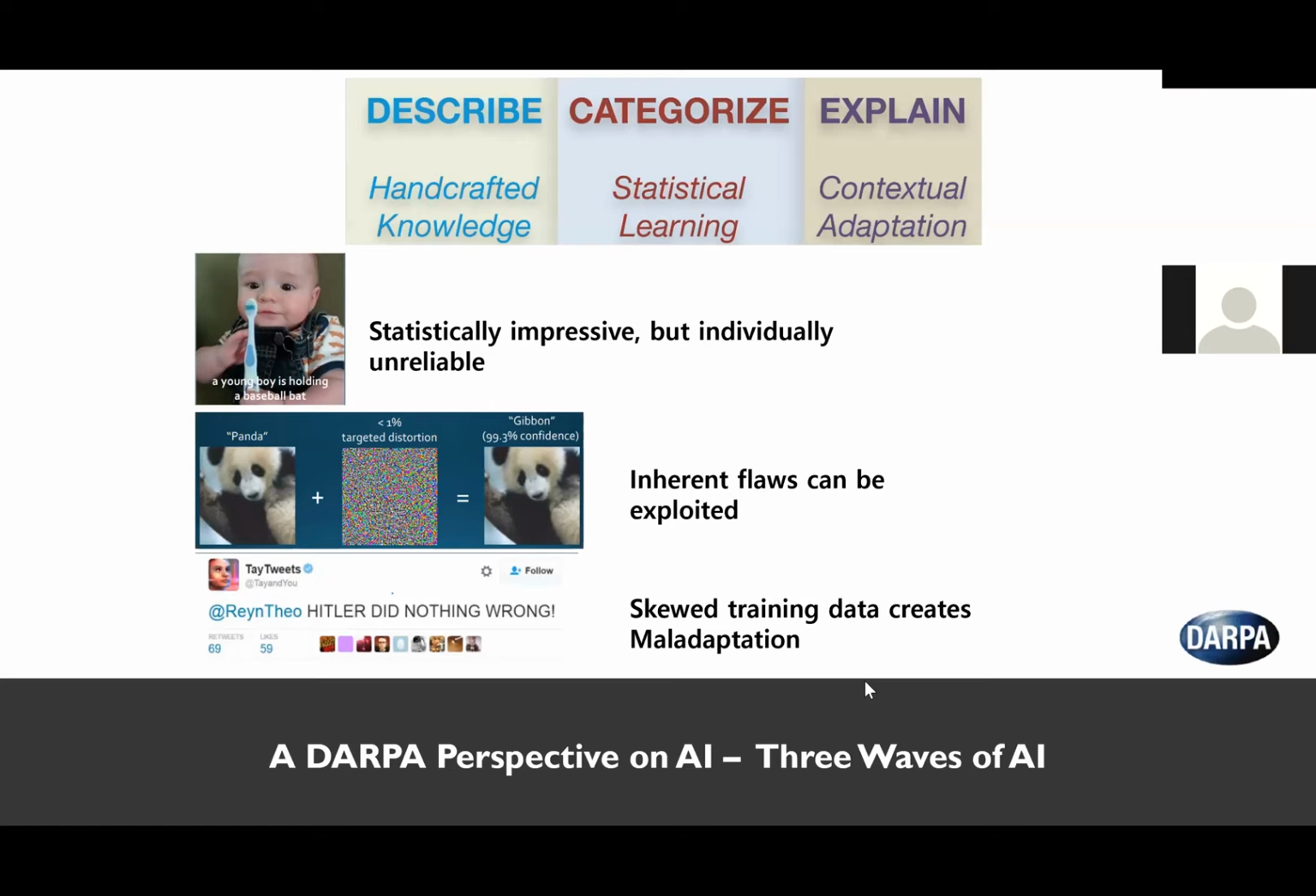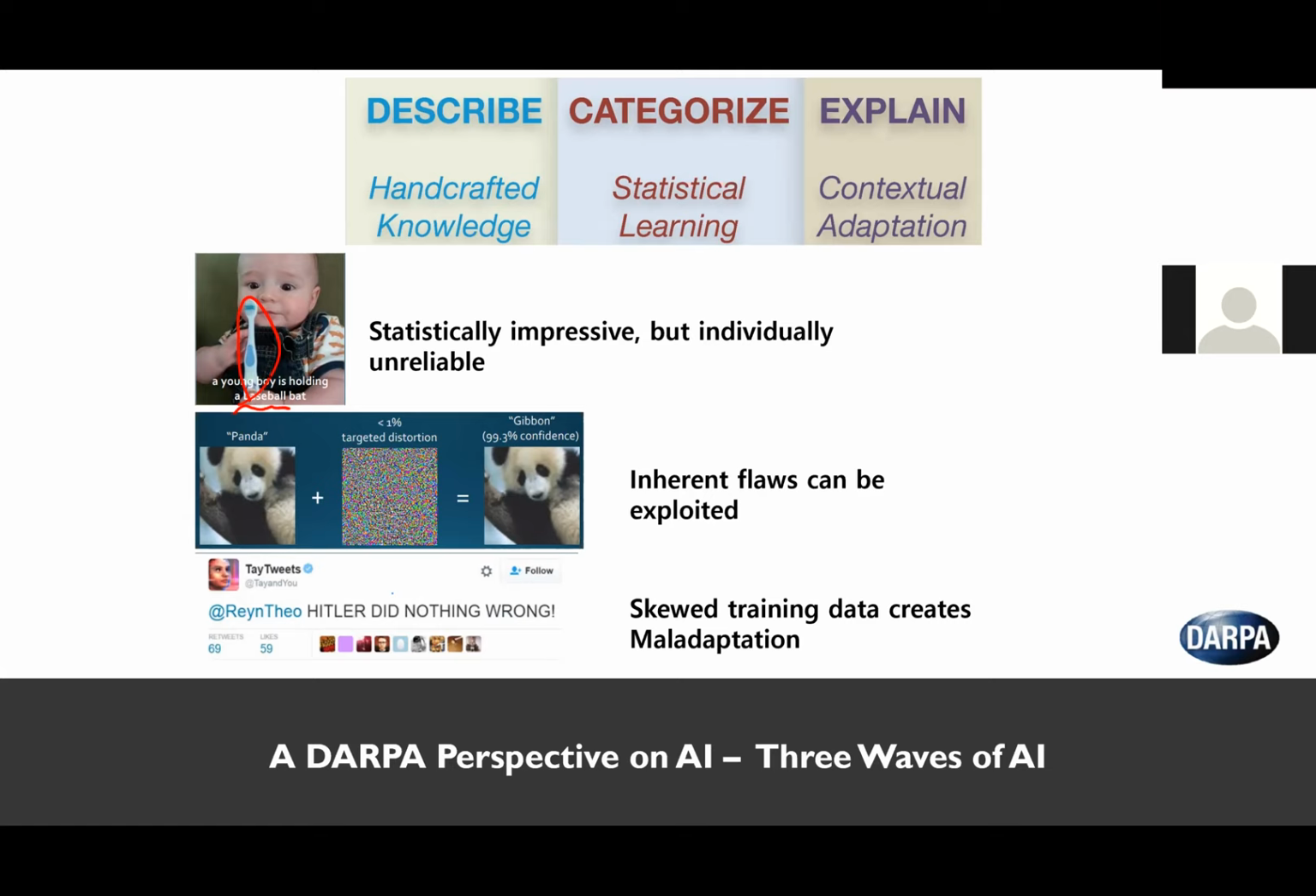As an example, a young boy is holding a baseball bat here. Then we should find why this toothbrush is classified as a baseball bat. That is what we may wish to learn. And if a panda image comes with a targeted distortion, and the label changes to gibbon, then we need to know why this is happening. That will be the topic we handle in the second section.